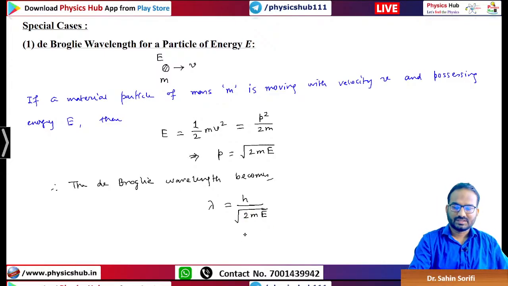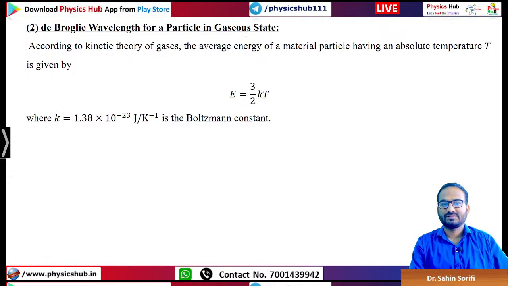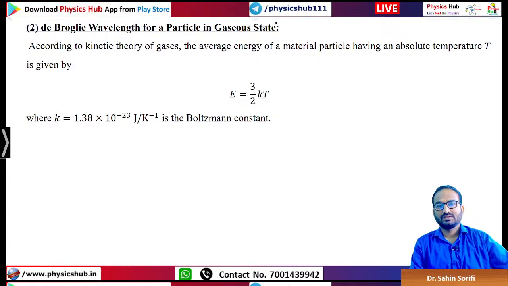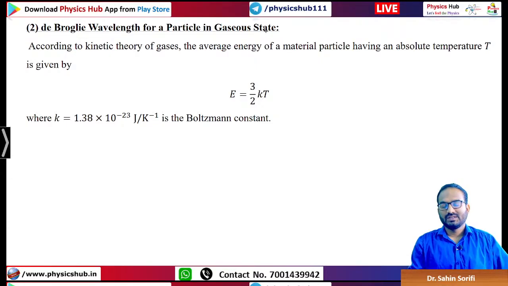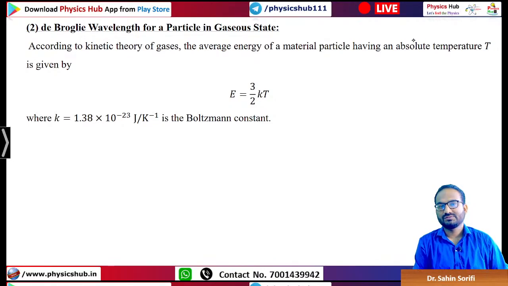Let's move on to the next case. The second case, de Broglie wavelength for a particle in a gaseous state. Like we have considered in the kinetic theory of gases, inside a container, ideal gas particles are moving randomly. What is the nature of energy of the gas molecule inside a gas container? It is purely kinetic in nature. There is no interaction between the gas molecules as such, so potential energy is zero. The only energy is the kinetic energy.